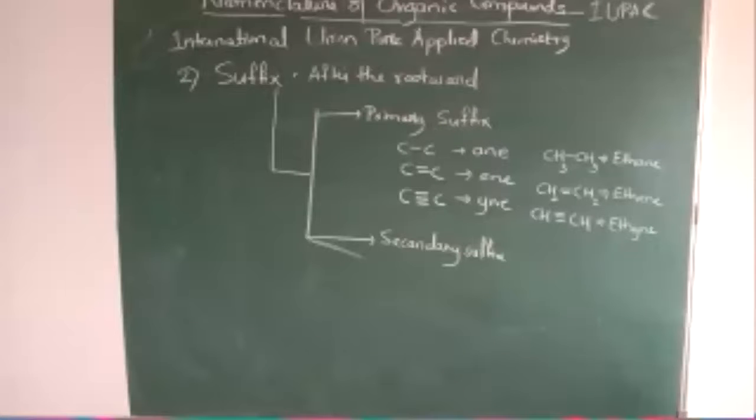Understood? Primary suffix. If you have a single bond, it will end with ANE, double bond ENE, triple bond YNE. Okay.